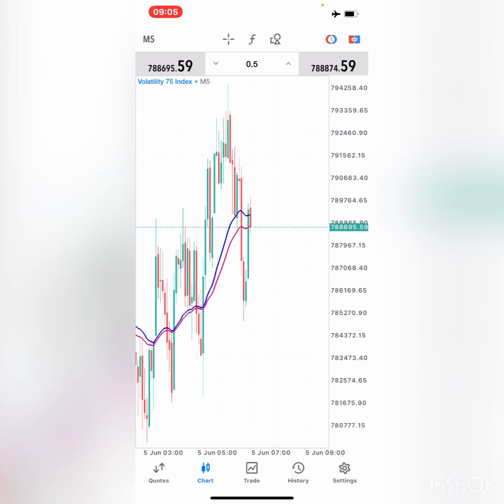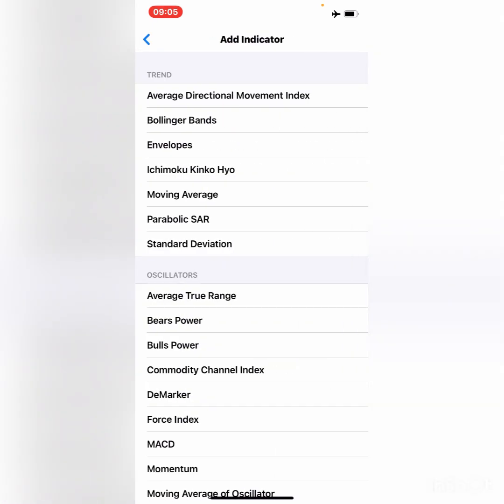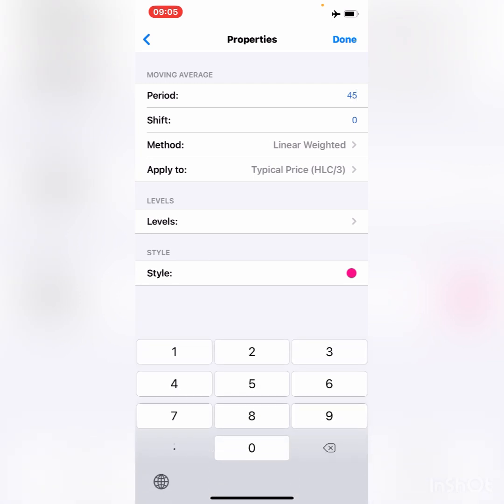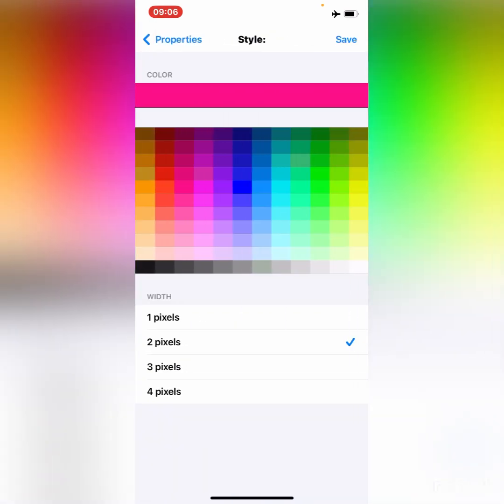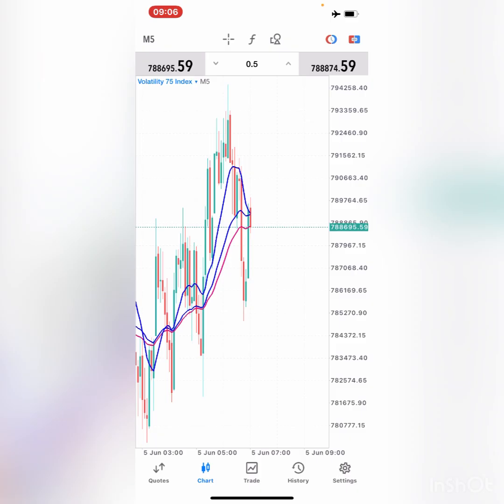And then we also need a third moving average. This one has a period of 15, a shift of 0, method linear weighted, apply to typical price, color I'll just put to blue, save, done.